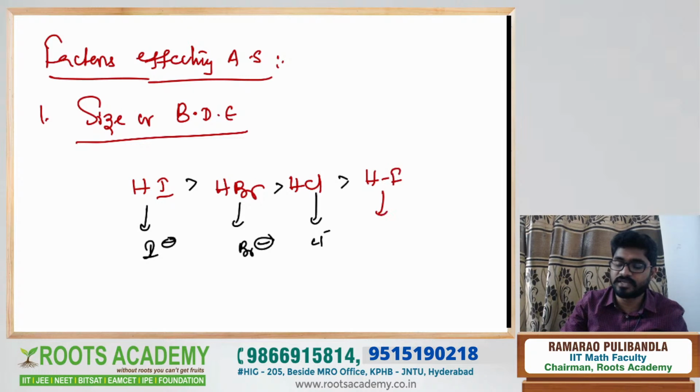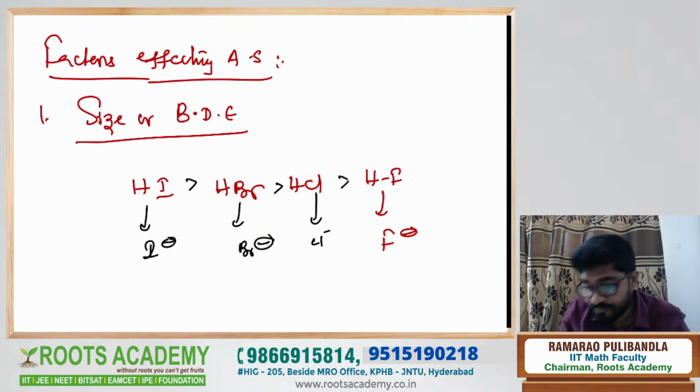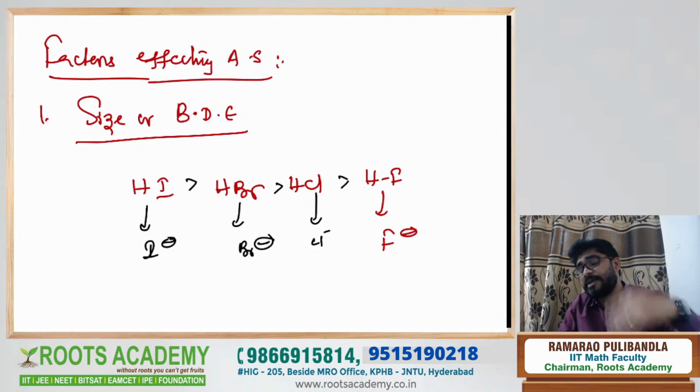HF, from this we'll get the F minus. That one unit of negative charge can effectively be handled by the I minus compared to this one. So bond dissociation energy is less. Bond dissociation energy less, that will become more acidic.